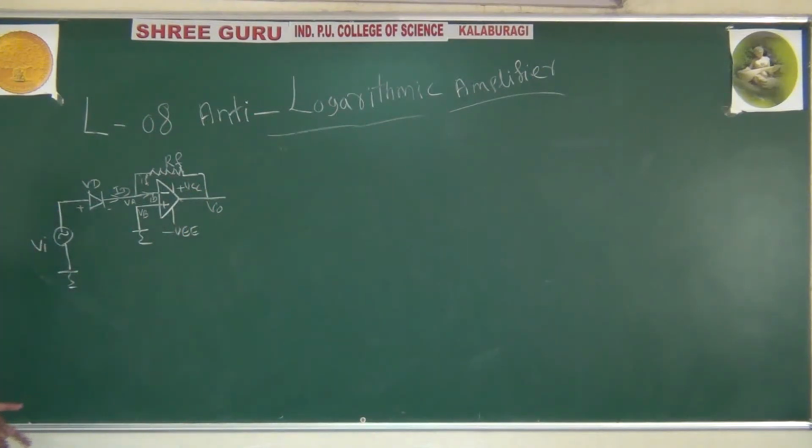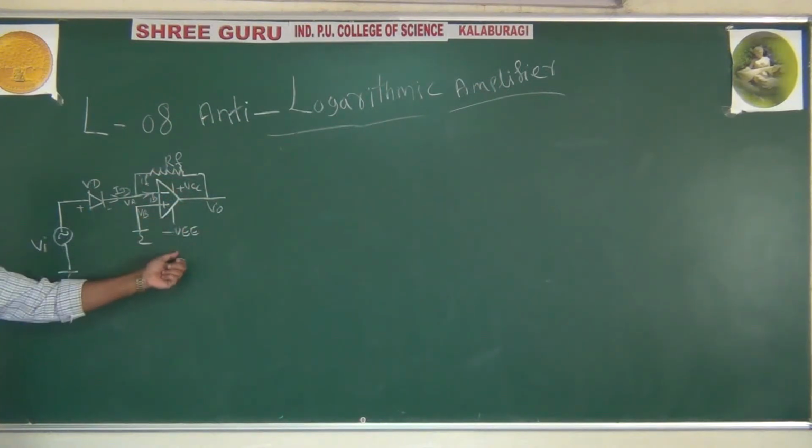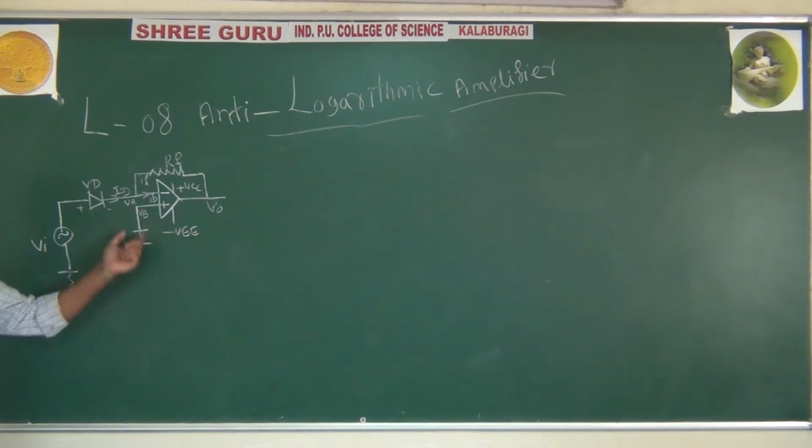Only a small change. In your logarithmic amplifier, the diode is in the output side. Now the diode is in the input side, and you are applying the input to the diode and to the inverting terminal, with the non-inverting terminal grounded. You are applying the feedback resistor RF, and the biasing voltages positive VCC and negative VCC, or negative VA. And as usual, you are using the diode.